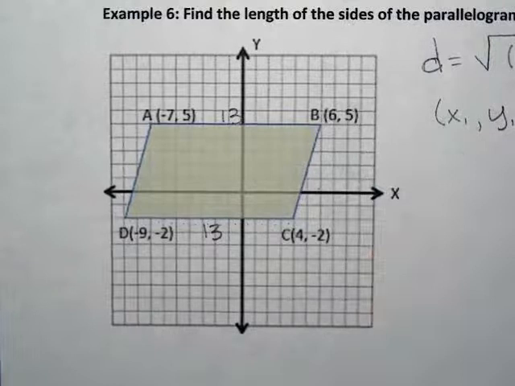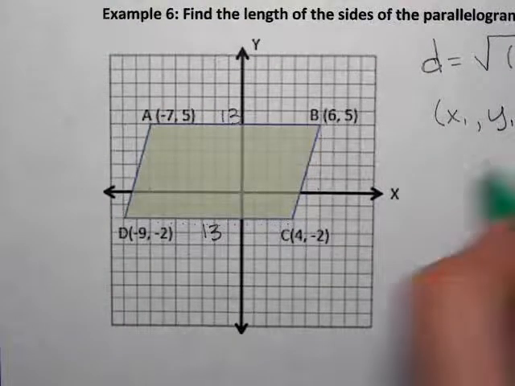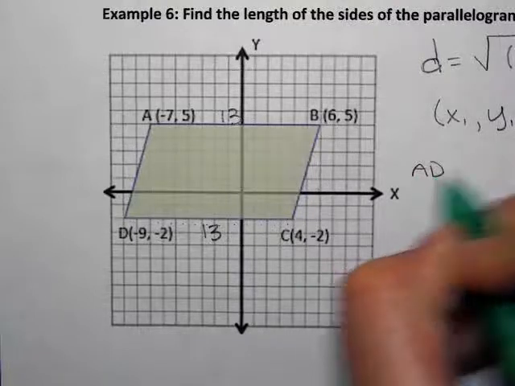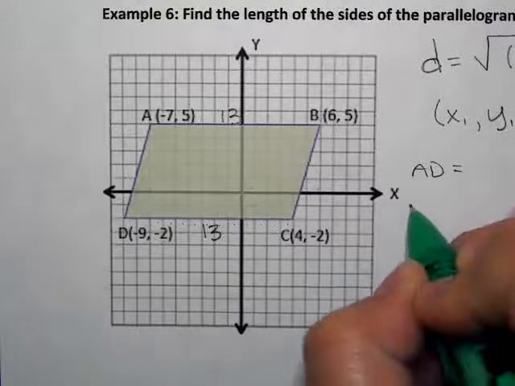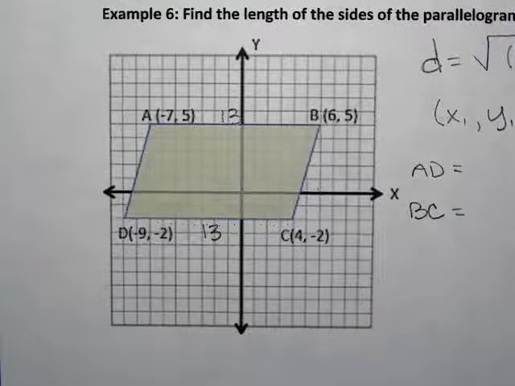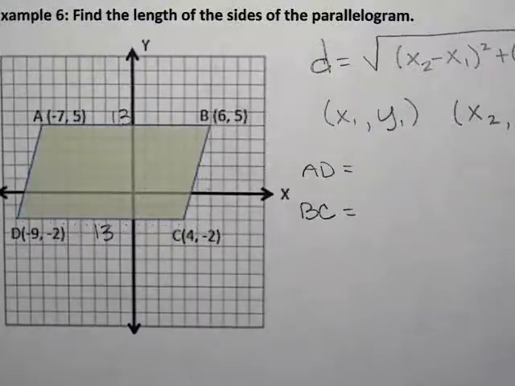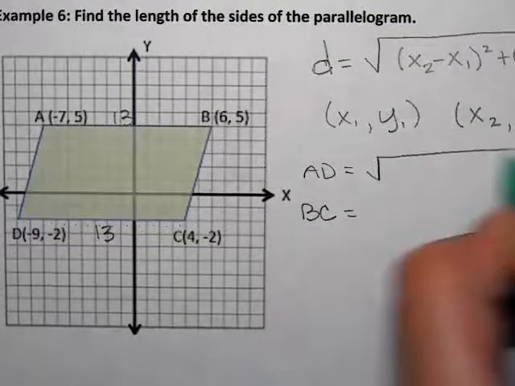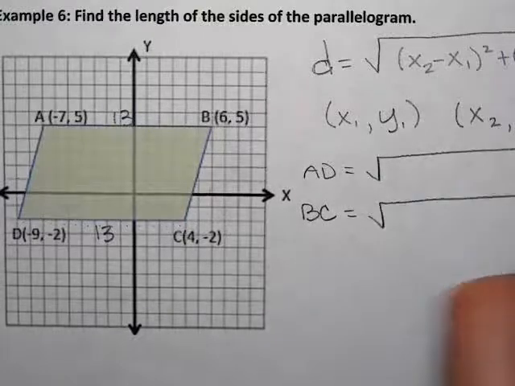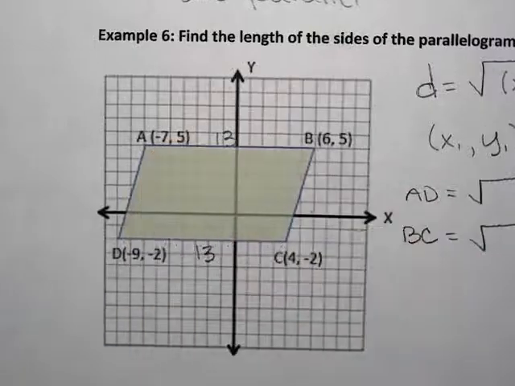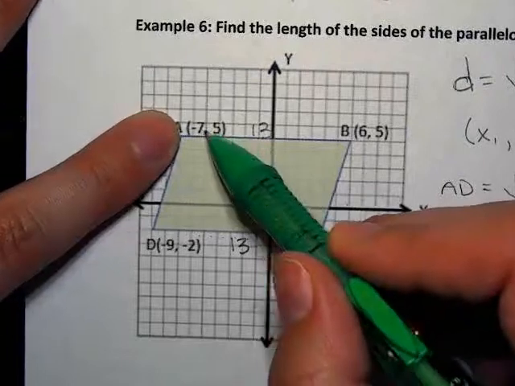So now, we're going to find the length of AD and we're going to find the length of BC. We're going to use the distance formula to do it, okay? So AD, BC. It says x2 minus x1, y2 minus y1. It doesn't matter what order you do it as long as you're consistent. So I'm going to start with this one, and I'm going to do x minus x, y minus y, okay?